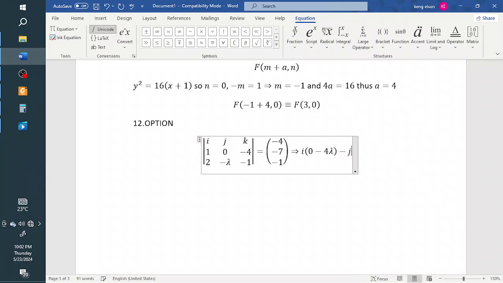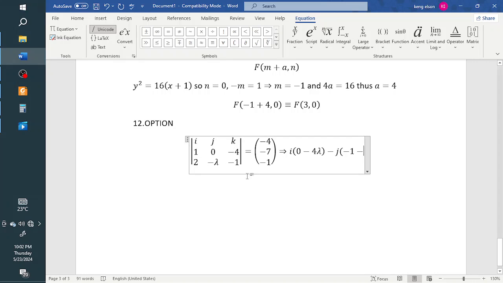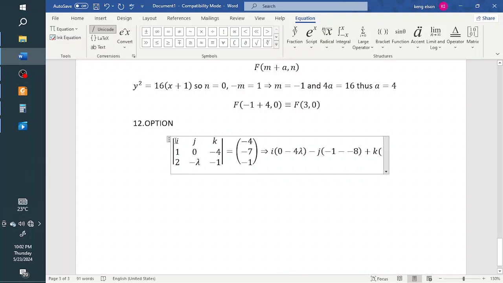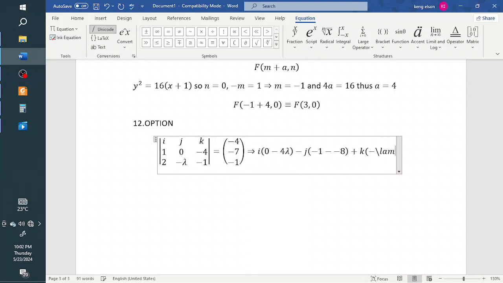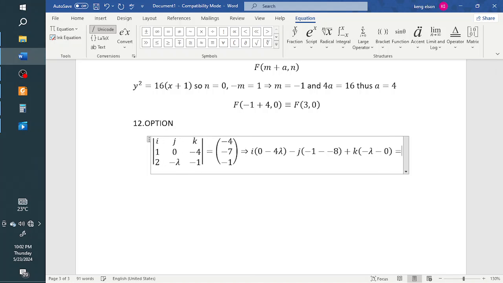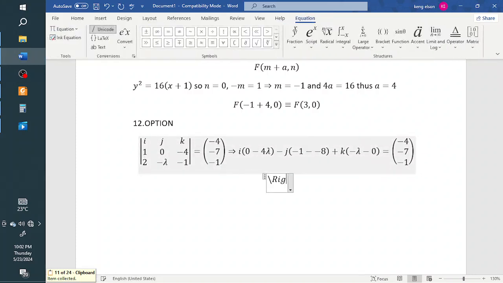Now when we go to the j component, we indicate a negative sign, we cover this row and column, and we are left with 1 times negative 1, minus 2 times negative 4, which gives negative 8. We now go to k, and we cover again. We have 1 times negative lambda is negative lambda, minus 2 times 0 is 0. So this is equal to this, as it was given to us. Basically, I'm just going to put the left hand side also in column form.